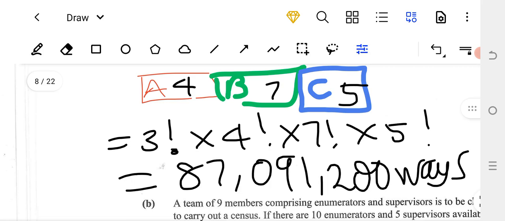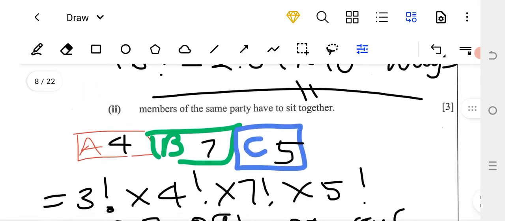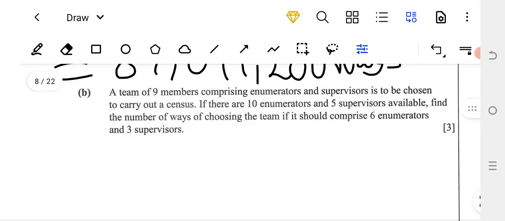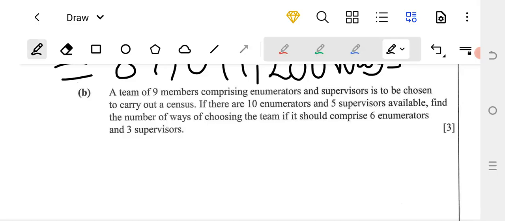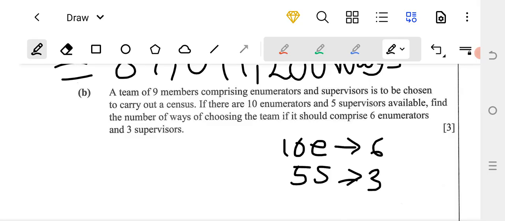So that would be your final answer for the second question, which was carrying 3 marks. Then this one is also carrying 3 marks. A team of 9 members comprising of enumerators and supervisors is to be chosen to carry out a census. If 10 enumerators and 5 supervisors are available, find the number of ways of choosing a team if it should comprise of 6 enumerators and 3 supervisors.